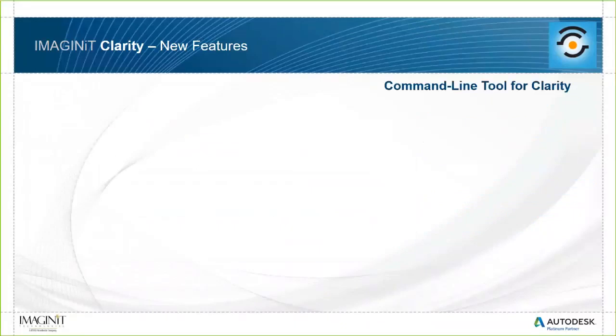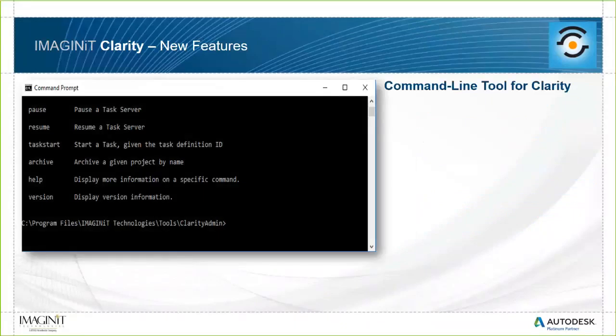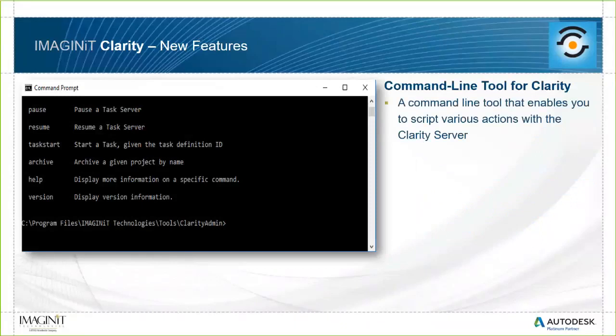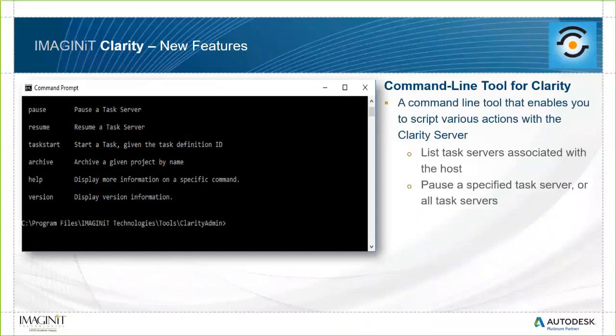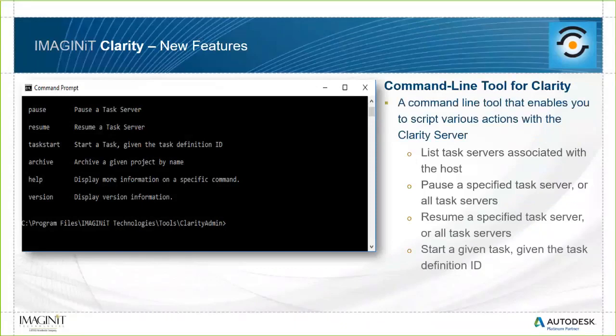Another tool here, and this is more for scripting, is we built a command line tool in. So it enables you to script certain actions on the Clarity server. So you can list tasks, you can pause a task server, have them stop for a minute, resume them, start a given task based on the ID, archive a project automatically, and also create a new project. That's a big one that a lot of my clients have asked. Is there a way that I can create a script that if someone needs a project, they can automate the creation of it? So that BIM manager can just hit a single button, have a script run, and create a project for someone with basic settings already applied. So that, again, allows that type of ability now.